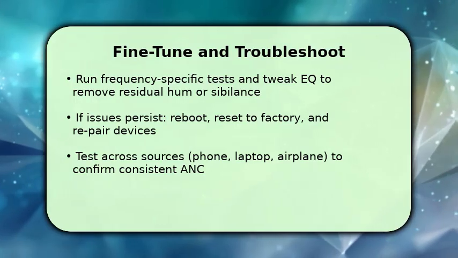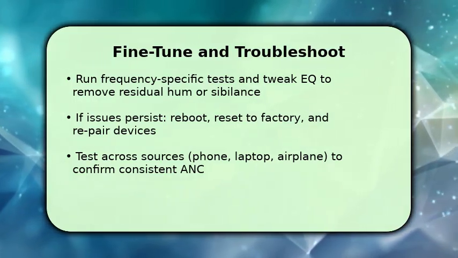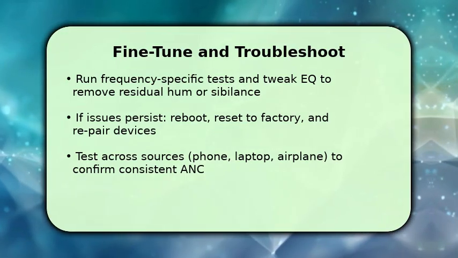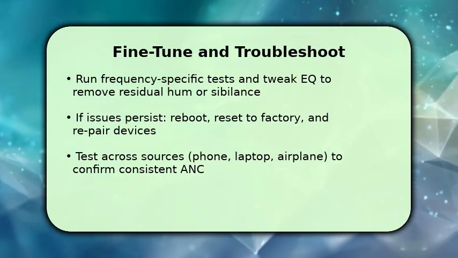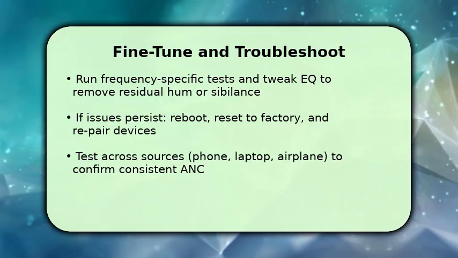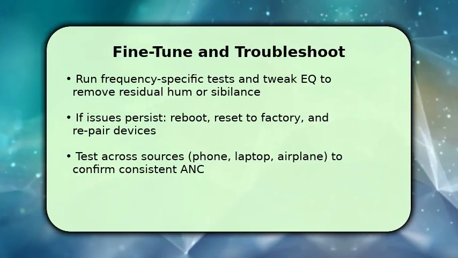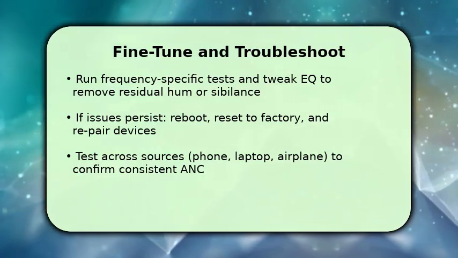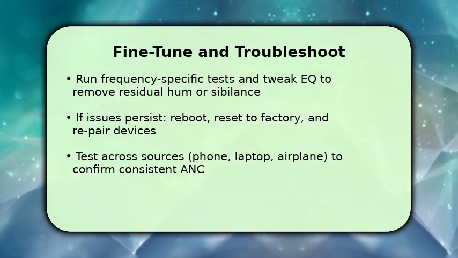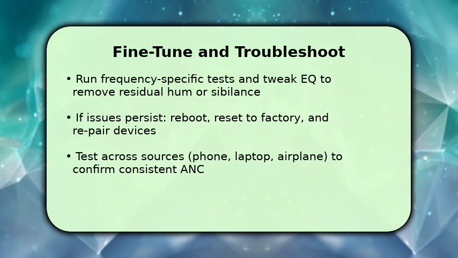Finally, fine-tune both ANC and sound signature. Play white noise, low-frequency tones, and speech to spot gaps, then use EQ to reduce any remaining rumble or sibilance. If noise canceling behaves oddly, reboot the headphones and source, and if needed, perform a factory reset and repair to clear settings conflicts. Make sure to test with multiple devices and environments, car, office, airplane, to ensure consistency. Trouble tip: if you still hear vibration-like noise, check seals and replace ear tips before assuming hardware failure.